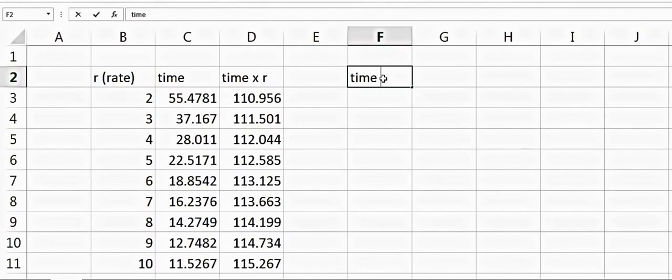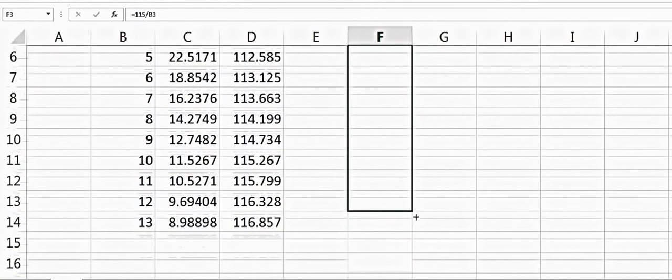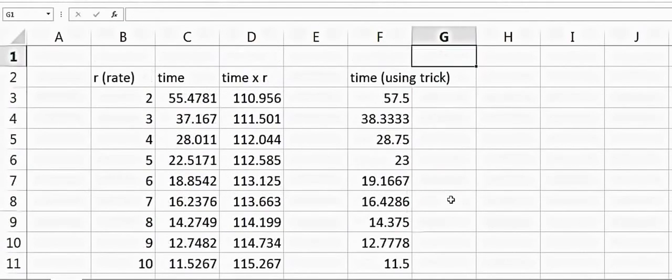Let's see what the time should be if we use the trick. The time using the trick would be like this: 115 divided by the rate, so that's 57.5 years. If you keep extending it, it's like this. If you compare, for 6 years the exact calculation says 18.85 years, but our trick says 19.16 years. So it is a good approximation. This is very close, it's 11.52 and this is 11.5.